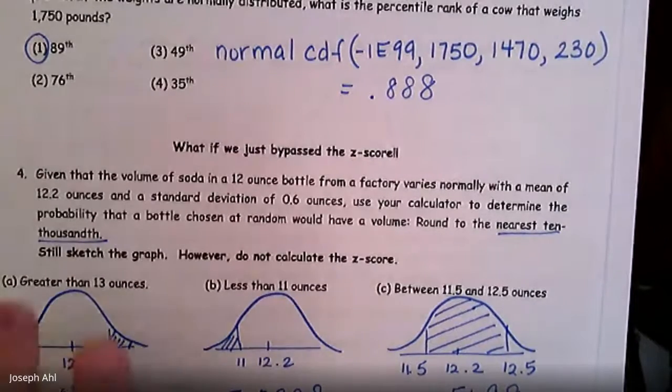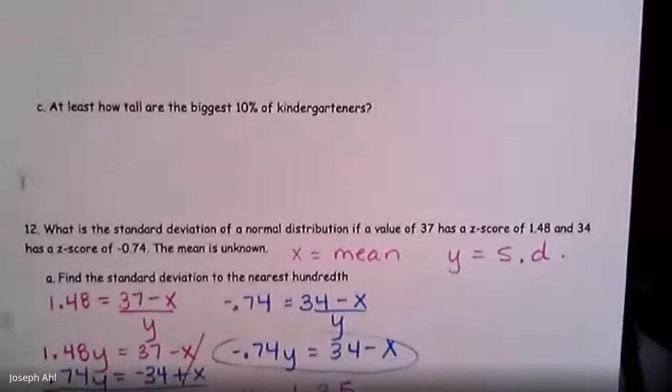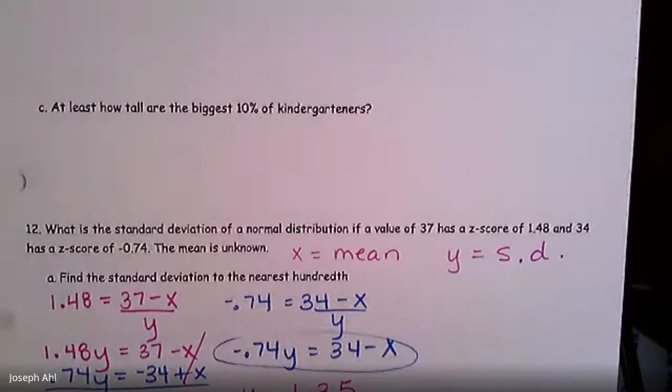I need to do 11 part C. Let's check out 11 part C. Okay. I like that question, Zach. This is also, I don't think, super obvious. It says, how tall are the biggest 10% of kindergartners?